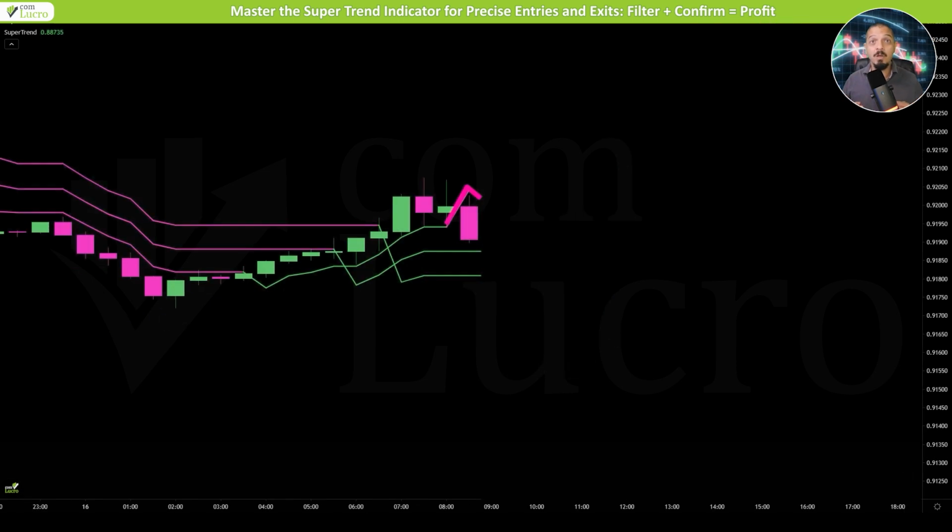In another example, the top line turns red while the other two are still green, so you stay out once again. Then, all the lines change to red. That's the moment to open a sell position.